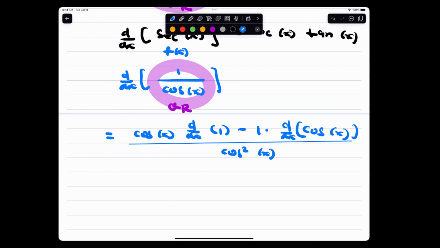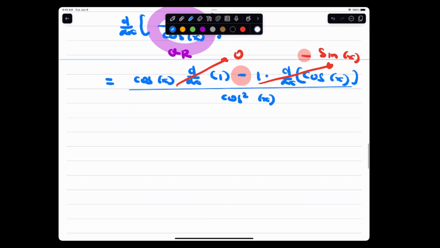All right. So what's the derivative here of 1? And what's the derivative of cosine? Is that minus sine? Okay. Minus what? Minus. What's minus and minus? Isn't it plus? So you say, is this sine over what? Cosine squared. All right.